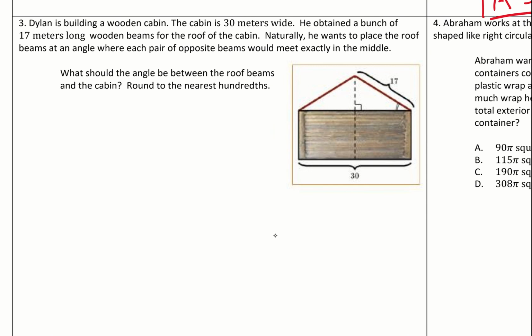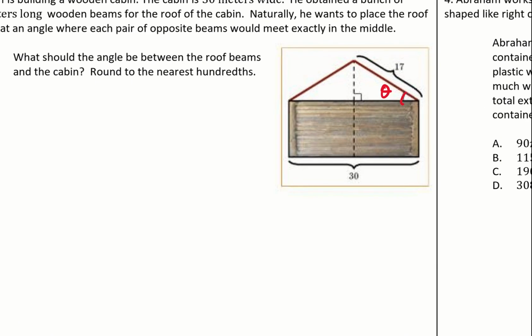The cabin is 30 meters wide. He obtained a bunch of wood. Okay, so we want to figure out what angle the beams should be for them to meet in the middle. This is a trigonometry problem.